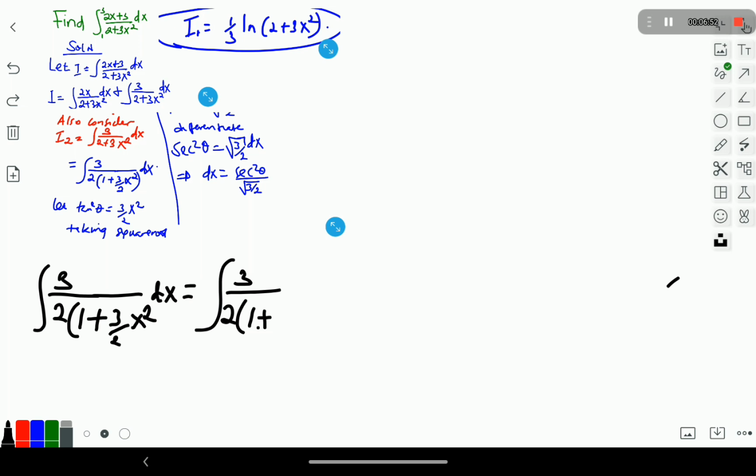Yes, so let's go to the next. From here we just need to substitute where there is dx. So our integral goes to the integral of 3 divided by 2 times (1 plus 3 over 2 x squared), and we are going to substitute there with tan squared theta. So it will be 1 plus tan squared theta.